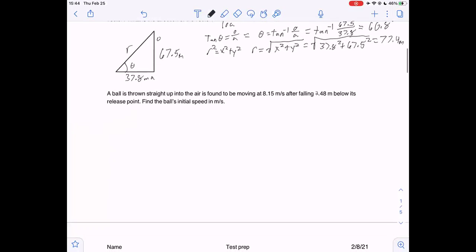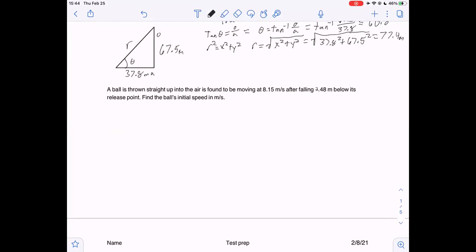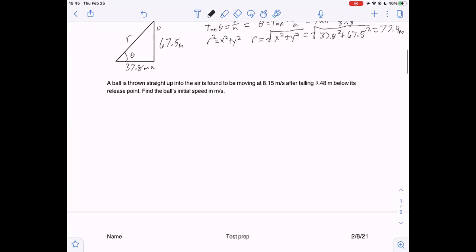Awesome. So now we have a ball being thrown straight up into the air. It starts out moving at 8.15 meters per second after falling 2.48 meters below its release point. I did change the distance it fell because whenever it was 6.48, like I have on the worksheet previously, you get an impossible answer. So I spent 30 minutes trying to work this problem out prior. So make that correction and you'll get a right answer.